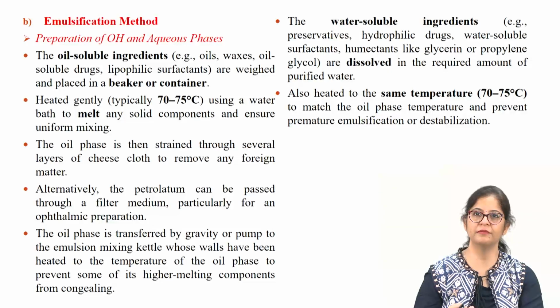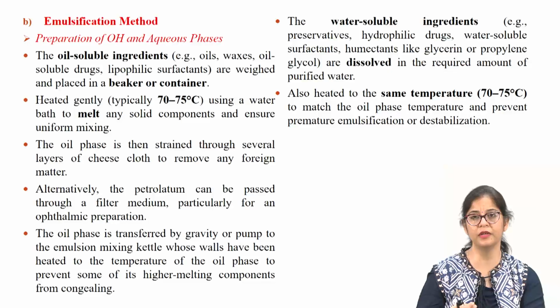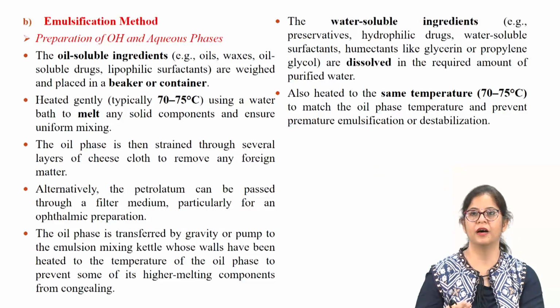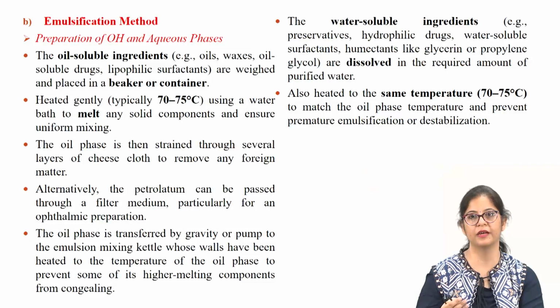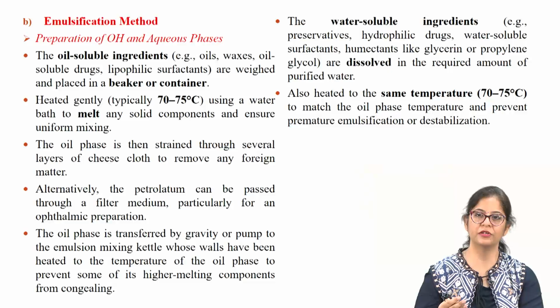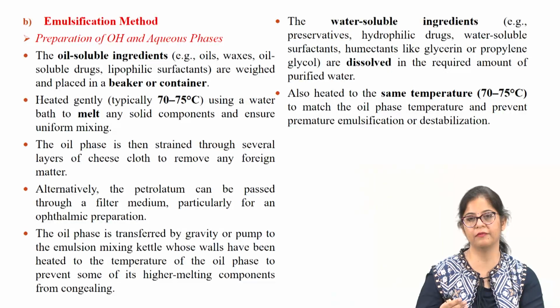The emulsification method can also be used for preparation of the phases. Oil soluble ingredients are weighed and placed in a beaker or container, heated gently using a water bath to melt any solid components and ensure uniform mixing. The oil phase is then strained through several layers of cheesecloth to remove any foreign matter. Alternatively, the petrolatum can be passed through a filter medium, particularly for an ophthalmic preparation.